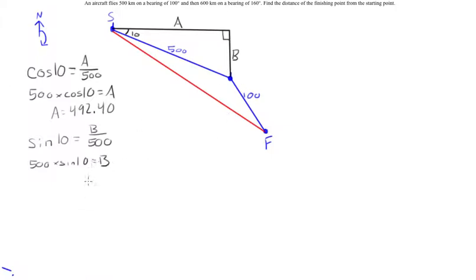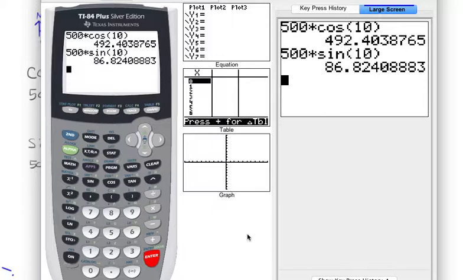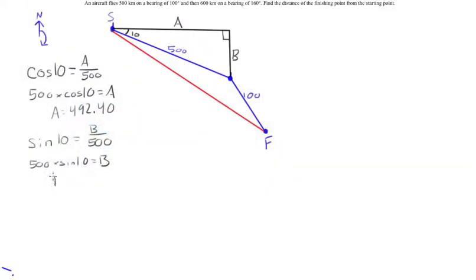Okay, so again, I'm going to turn back to my calculator, do 500 times the sine of 10, and I get 86.82. So B is equal to 86.82. All right, I'm going to put these in little boxes or highlight them just so that they stand out, and later on they're going to be easy to find. All right, so I'm done with this triangle.